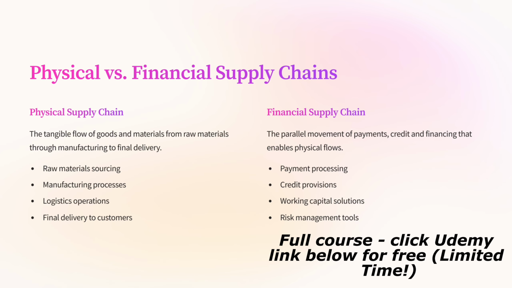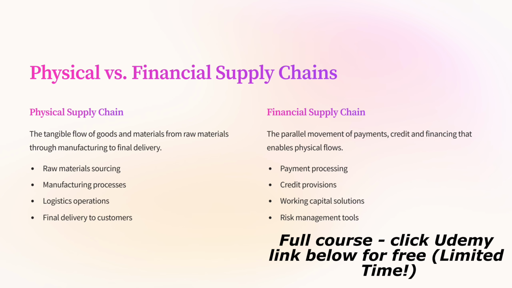The physical supply chain refers to the actual movement of goods from raw materials through manufacturing to final delivery to the customer. It includes all the logistics, warehousing, and transportation activities that ensure products get where they need to be, when they need to be there.